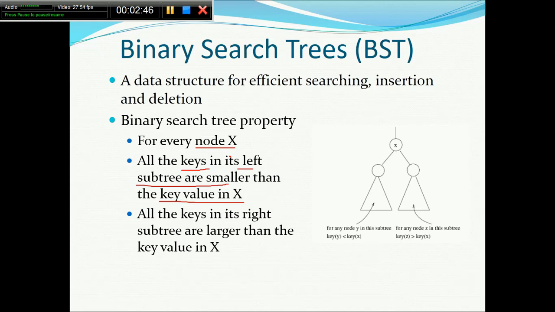if you consider, the left subtree keys are strictly smaller, and for the right subtree, every key would be strictly greater. Such a tree is called a binary search tree. You can see here, for a given node X, for any node Y in the left subtree, the key value of Y should be strictly less than the key value of X. Similarly, for any node Z in the right subtree, the key of Z should be strictly greater than the key value of X.